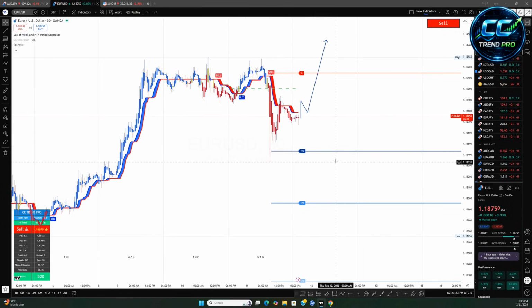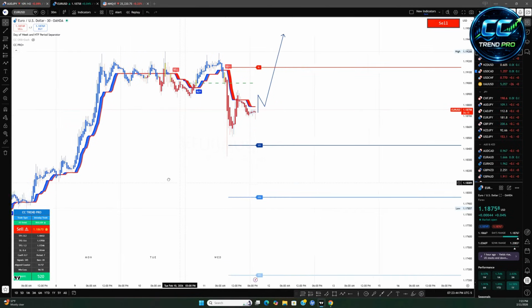So again, this CC Trend Pro is not a part of the VTC membership. Okay, if you're a lifetime member of the VTC system, this has nothing to do with that system. It's two completely different systems. Just because you're a lifetime member you don't automatically get the CC Trend Pro. CC Trend Pro, again, is not for sale.